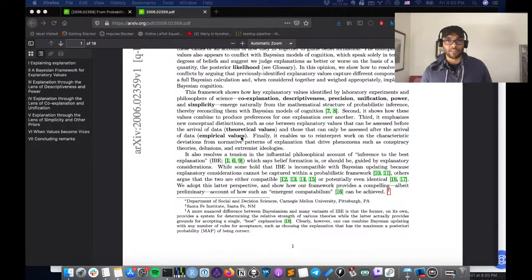Finally, it enables us to reinterpret work on the characteristic derivations from normative patterns of explanation that derive phenomena such as conspiracy theories, delusions, and extremist ideologies.